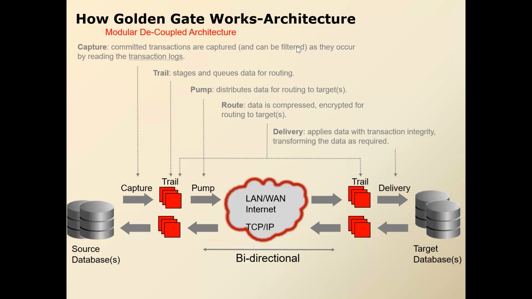Ideally the publisher is the extract only, and the subscriber is the replicate process. Let us not go to that concept, guys. Let us consider only GoldenGate. GoldenGate contains the extract process, the pump process, and the replicate process.